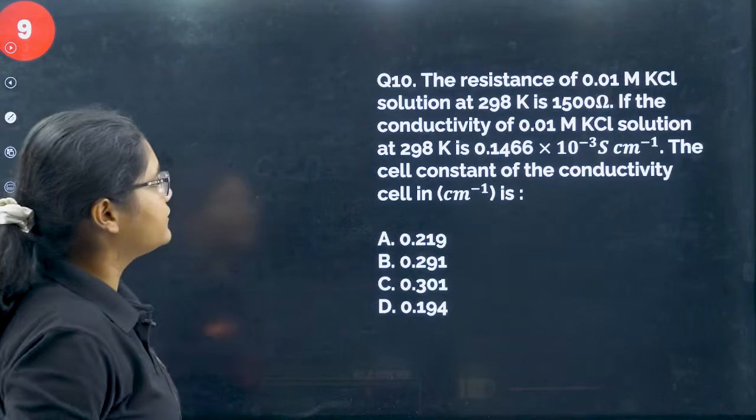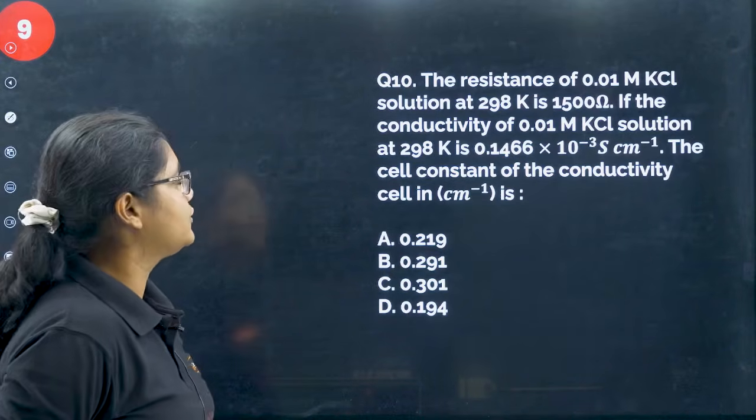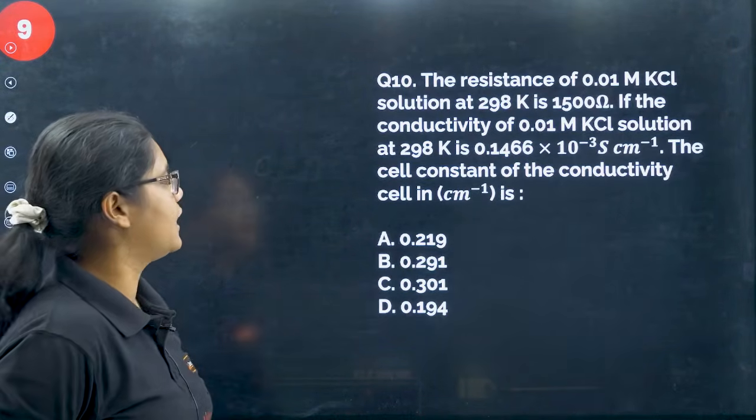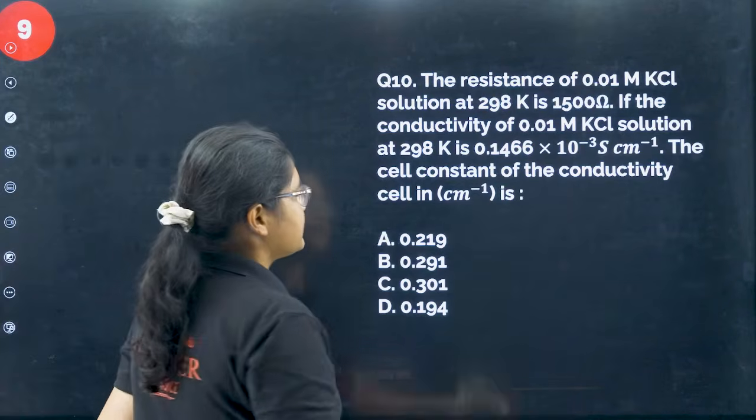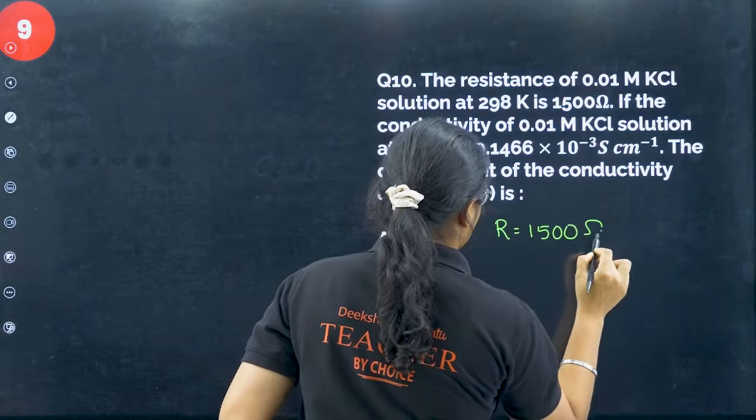Next, we have the resistance of 0.01 M KCl solution at 298 Kelvin is 1500 ohm. So I will just write down this value. Resistance value is 1500 ohm.